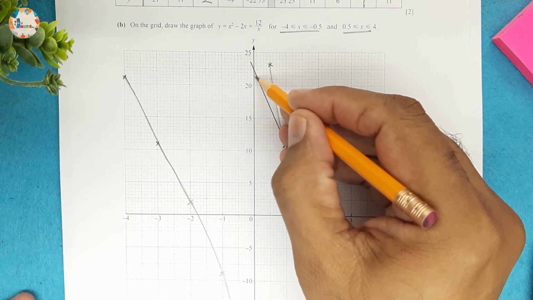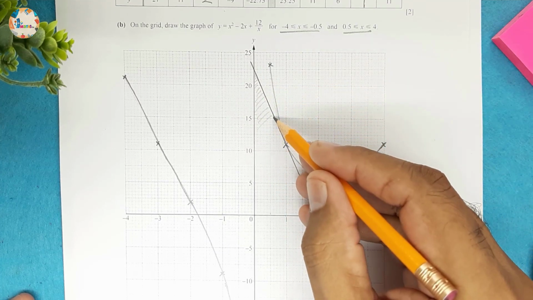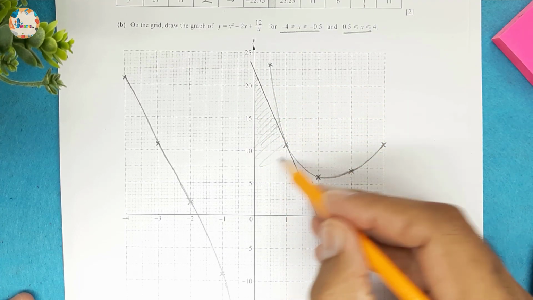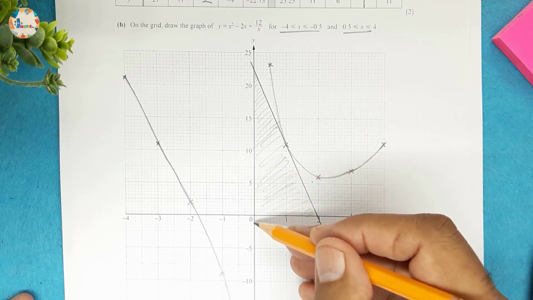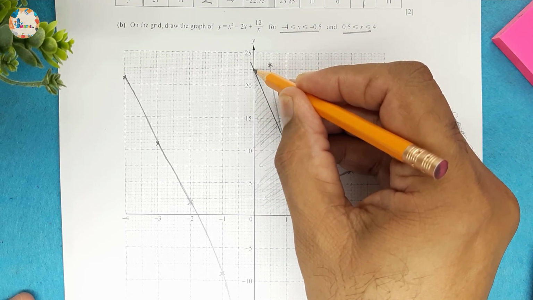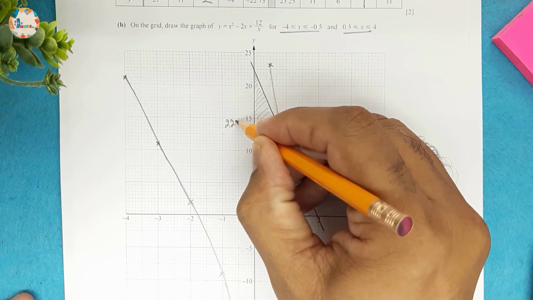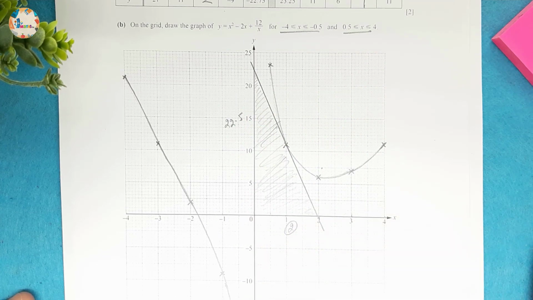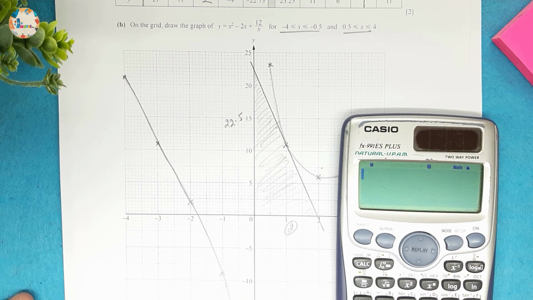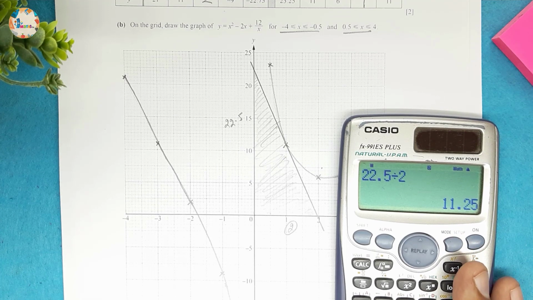So we can consider this whole triangle for the gradient. Hopefully you are understanding everything. So this side is 22.5, and this side is 2, so we can find 22.5 divided by 2, and this will result in 11.25.